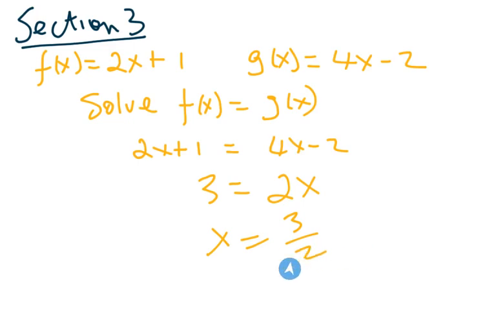And what the solution means is that in order for these two functions to be equal to each other, f of x equals g of x, the value for x needs to be 3 over 2, or 1.5.